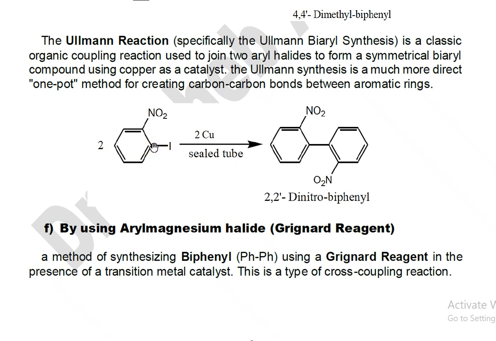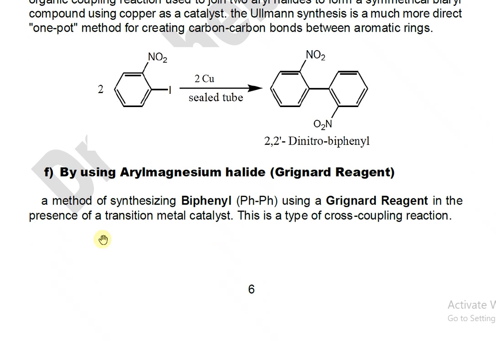Also, this compound can be prepared by a famous reaction, called the Grignard reagent, and we know what Grignard reagent means. It is a very famous reaction that always gives us a new carbon-carbon bond. It is a method to synthesize biphenyl using Grignard reagent in the presence of a transition metal catalyst.